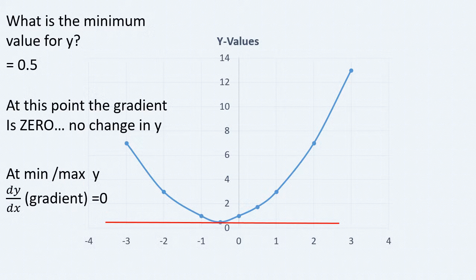And this is a very important application to keep in mind. If we are asked to get a minimum or a maximum for an equation, we will do this by getting the derivative dy by dx of that equation and then equating that derivative to 0.